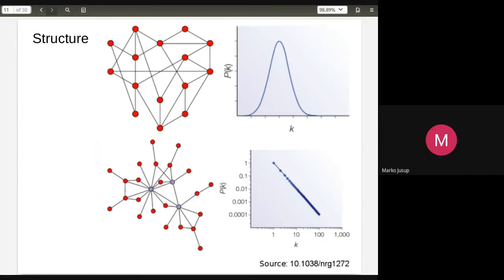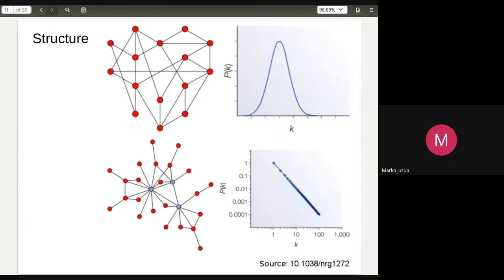And then people were interested in distributions of node degrees. The upper example is an example of a random network, or for people involved in network science, an Erdős-Rényi network. And on the right side, next to the network, is its degree distribution.